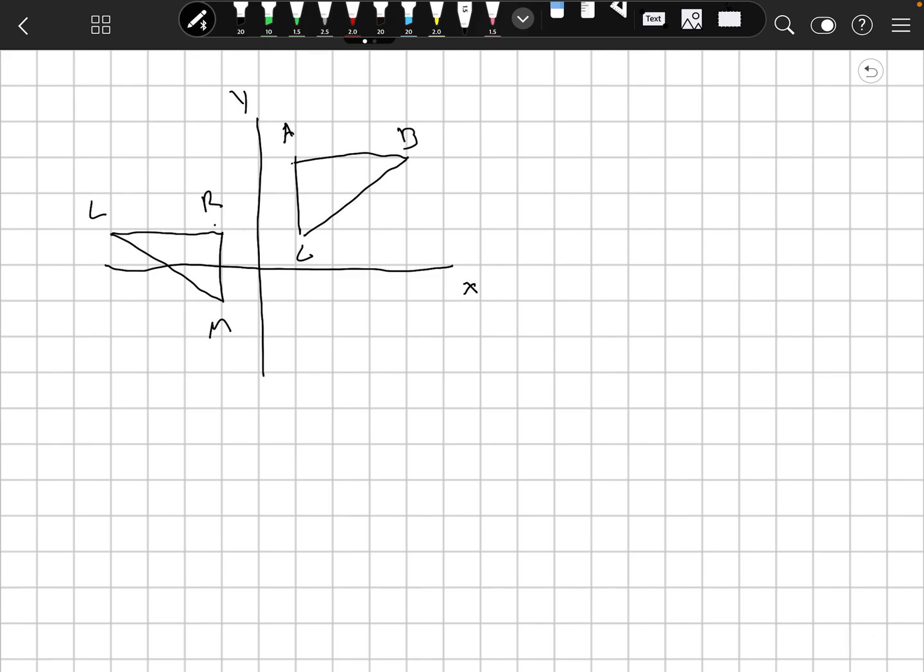Here we have two things going on. We have to put ABC onto the other triangle. So prove that triangle ABC is congruent to triangle, let's see, RLM. Prove that that's congruent to triangle RLM. Can we prove those two triangles are congruent?